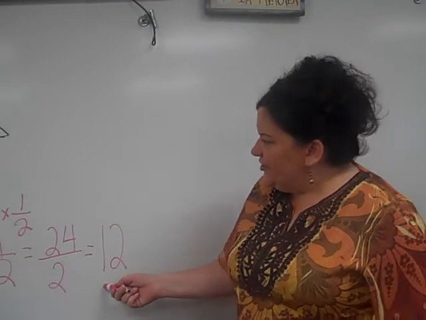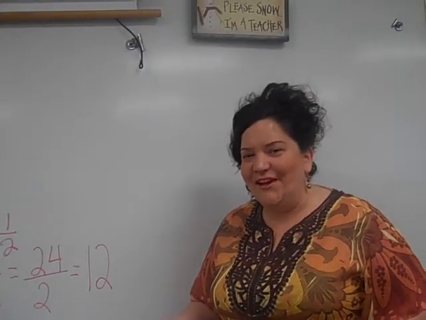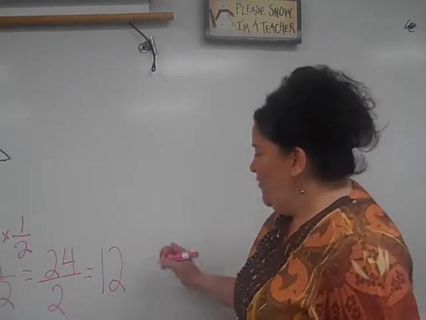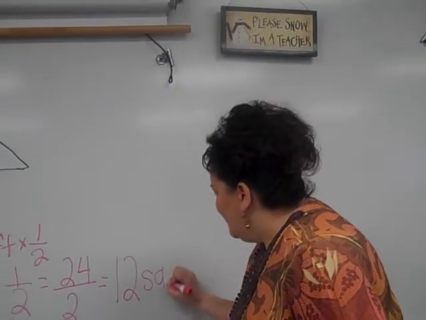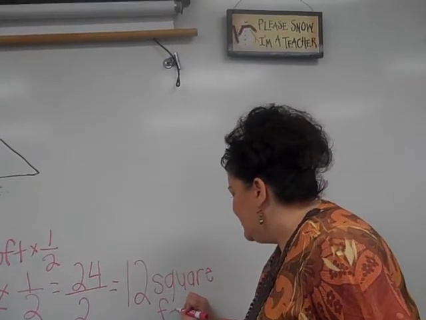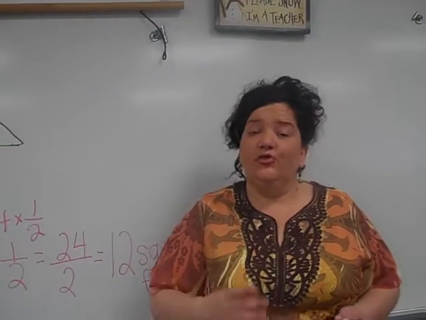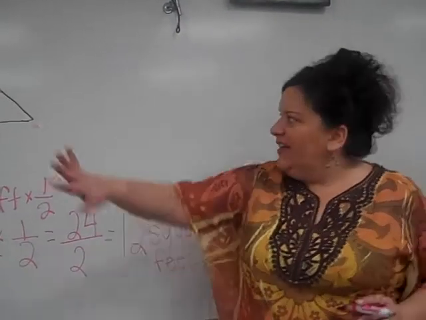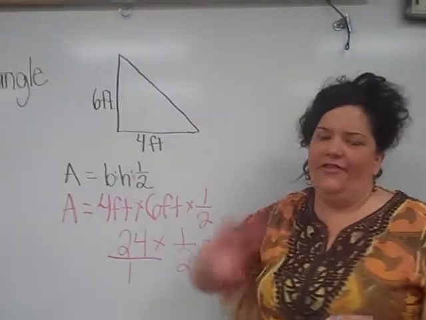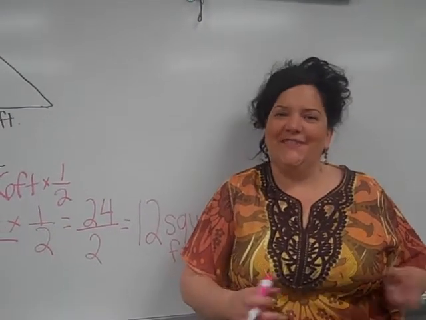So we know our answer is 12, and we have to make sure we include the units of measurement. And we know it's square feet. So it would take 12 square feet to cover the surface of this triangle. Let's do some together.